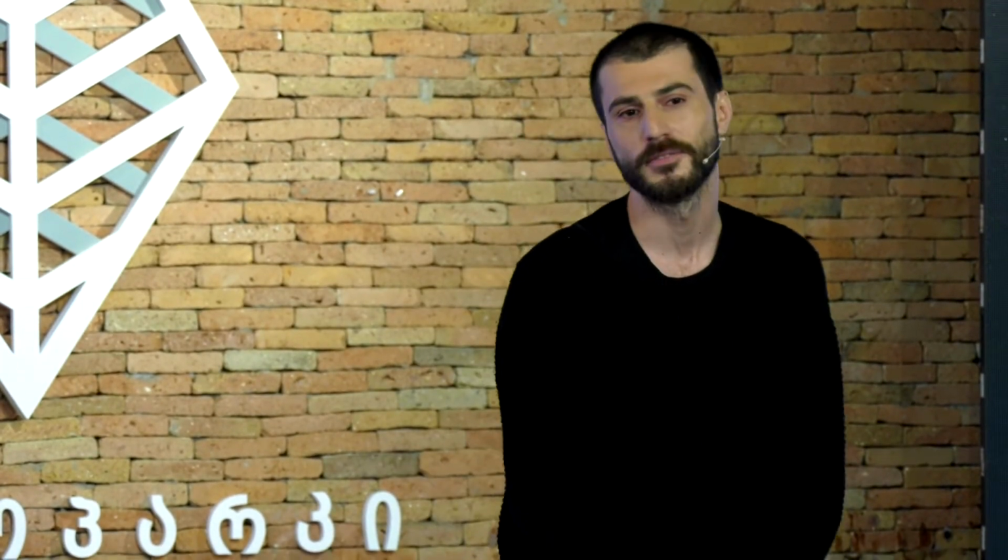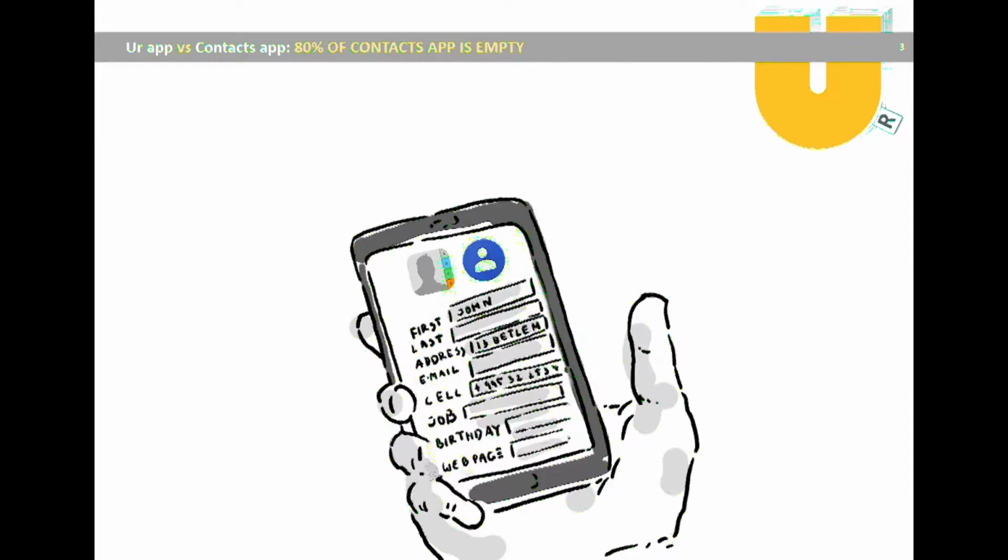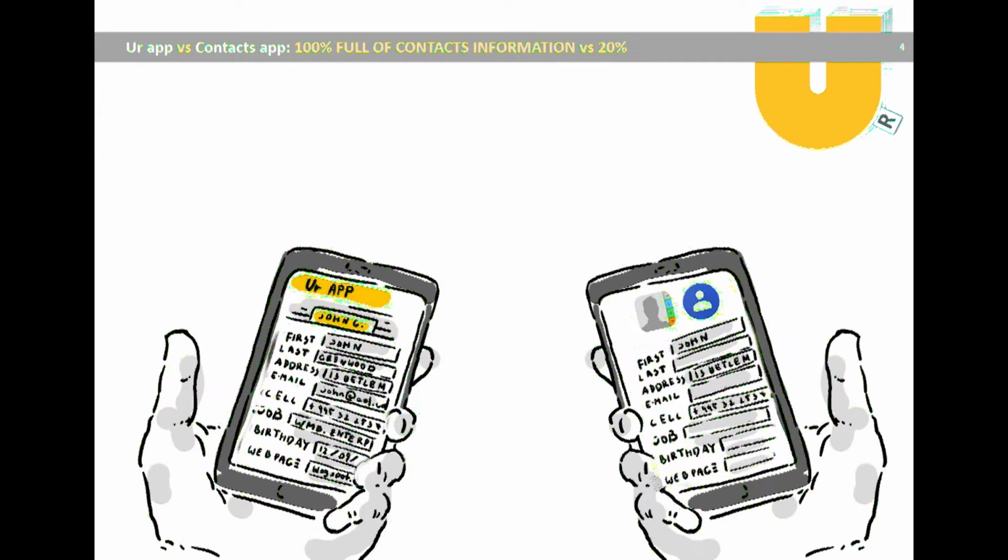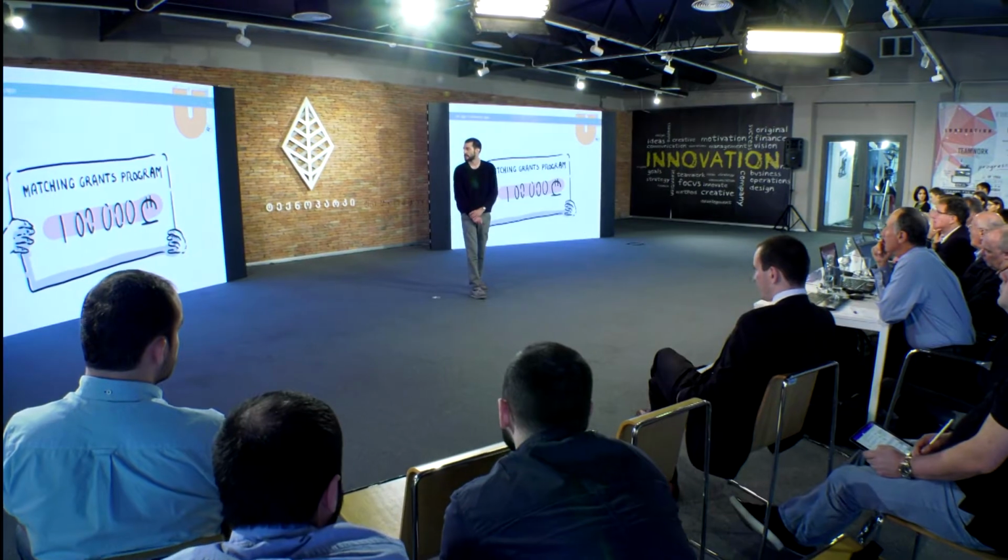Well, more or less, this is the same picture you will see in case you open your smartphones and double-check your contacts apps. You will discover that 80% of your contact information is not there, and I'm going to show you that what you have might even be useless. On the other hand, there's Your App that provides you with full and reliable contact information on hand and at any time. Let's proceed with an example for more understanding.